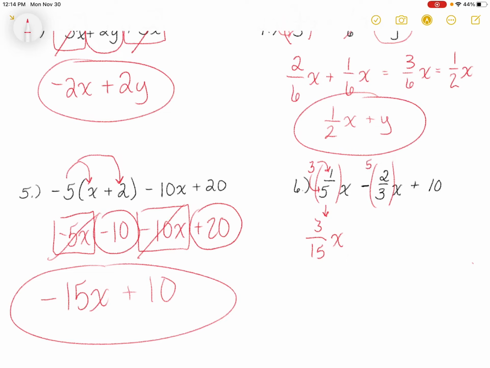In order to get 3 to 15, I have to multiply it by 5. 5 times 2 is 10. 5 times 3 is 15. Three minus 10 is going to give me a negative 7. Because there's nothing for 10 to be combined with, I just drop it down. And so my simplified expression is negative 7/15 x plus 10.